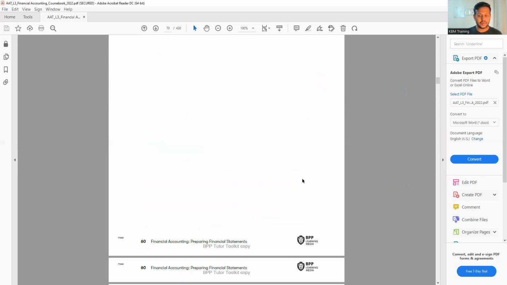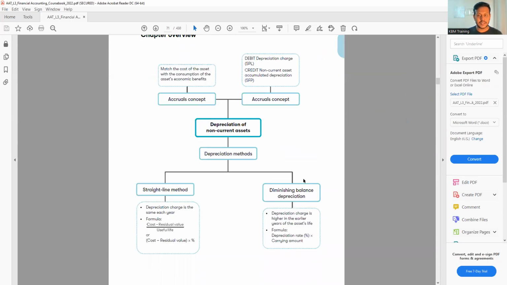So on the chapter overview, we can see here some accounting and the calculation and everything. So let's start with our accrual concept. What is the accrual concept? Accrual concept, sometimes we call it matching concept. The reason we call it matching concept is because we match the transaction with the relevant period.